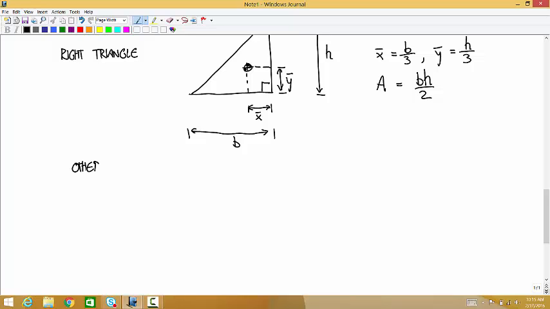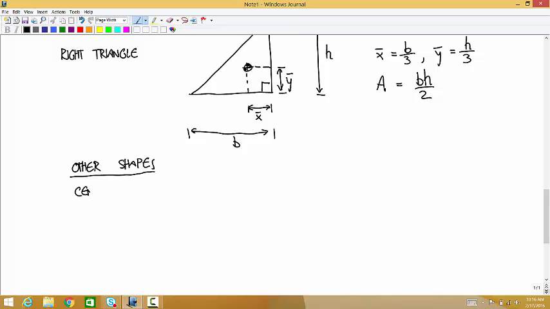Other shapes: there's a sheet on D2L, a PDF. I think it's in the section called Course Materials or Course Information in D2L, and it'll list a whole bunch of them, parabolas and whatever. But really the other ones that are going to be important for us are rectangular shapes and circles. And you don't have to remember anything about these because of this fact.